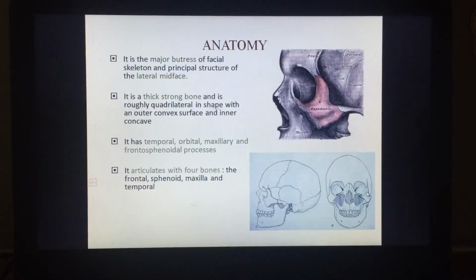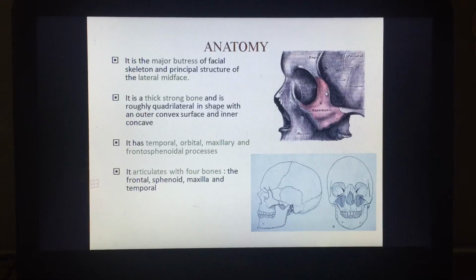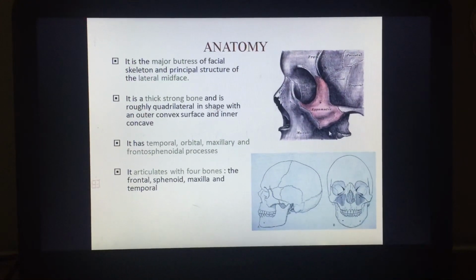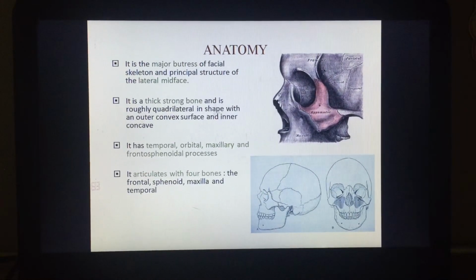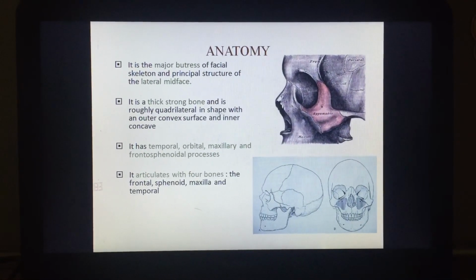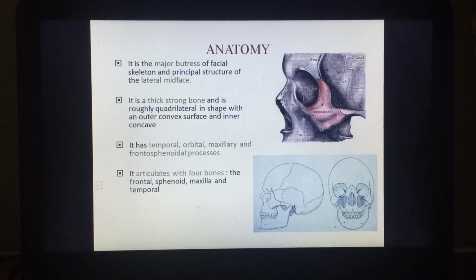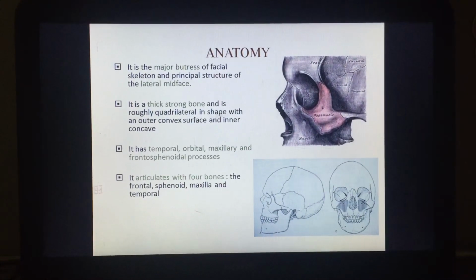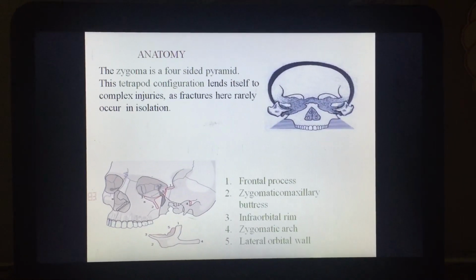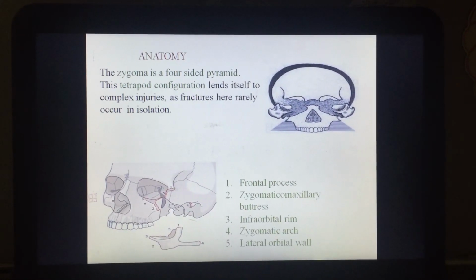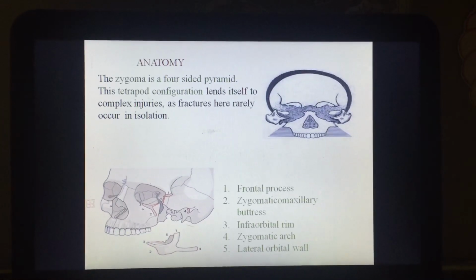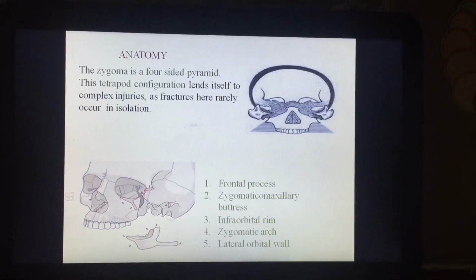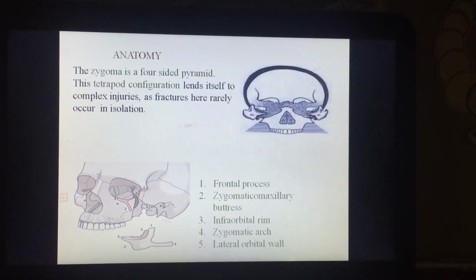It is a thick, strong bone and is roughly quadrilateral in shape, with the outer surface convex and the inner concave. It has temporal, orbital, maxillary, and frontal processes. It articulates with 4 bones: the frontal bone, the maxilla, and the temporal bone. This is the anatomy part. The zygoma is a 4-sided pyramid. Its tetrapod configuration lends itself to complex injuries, as fractures here rarely occur in isolation.